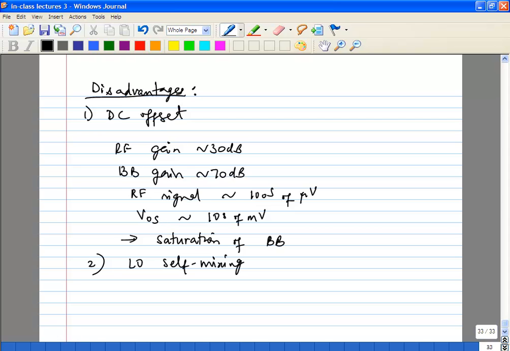The next one is LO self mixing. We saw this before. You can have your LO leak to your RF port or the input of the LNA.